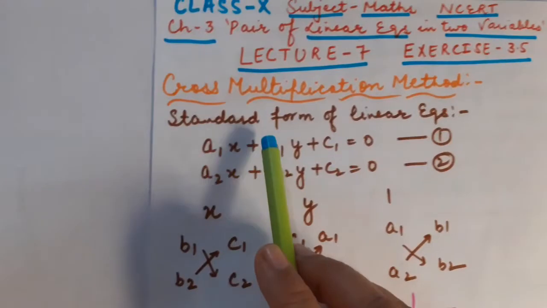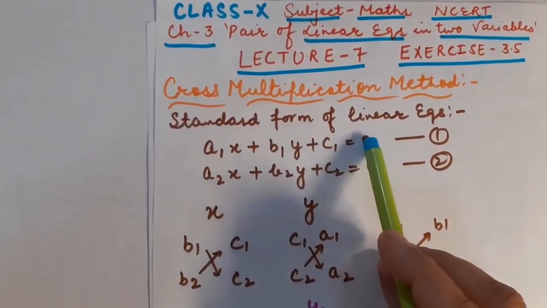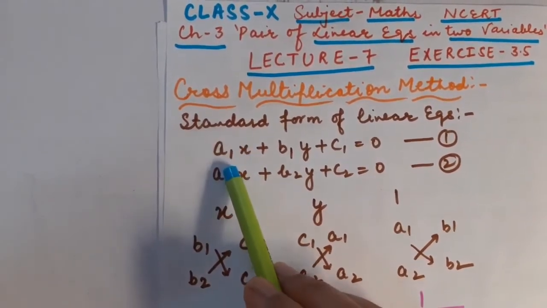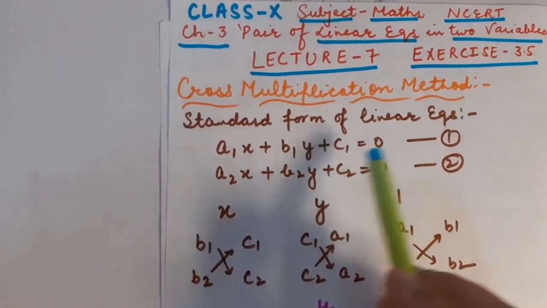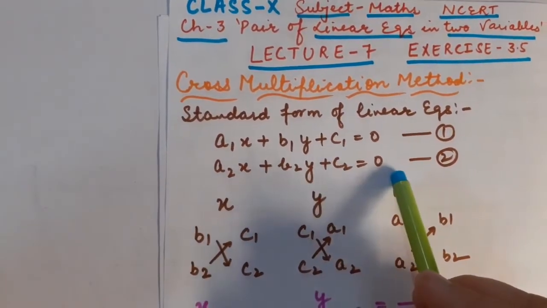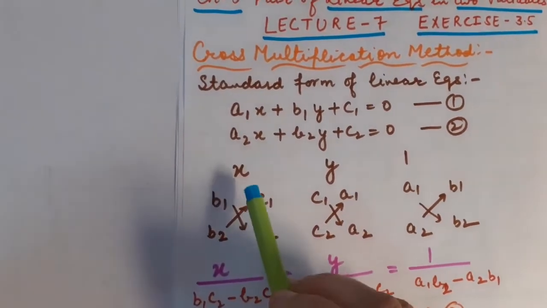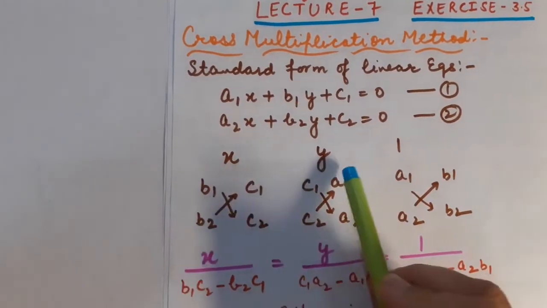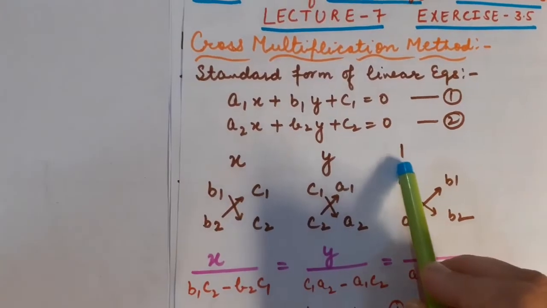This is the generalized form of a pair of linear equations, or I can call it the standard form as well. So this is a1x plus b1y plus c1 is equal to 0, a2x plus b2y plus c2 is equal to 0. What is to be done for the cross multiplication method? First of all, here you are going to write the very first variable, that is x, then another variable, that is y, and here we are going to consider a constant value, that is 1.